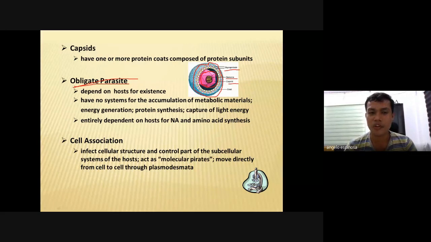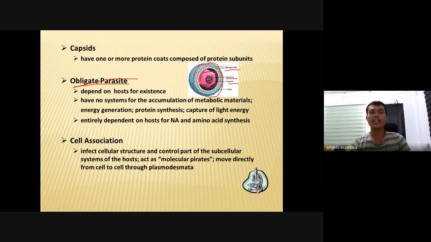Always remember that, put that in your mind, that virus cannot survive without a host. Without a host, the virus cannot survive. And that's what we call obligate parasite. Okay, so virus have no systems for the accumulation of metabolic materials, energy generation, protein synthesis, capture of light energy, because it is only dependent on the host. That's why there's no system for the accumulation of metabolic materials. Virus is entirely dependent on host for nucleic acid and amino acid synthesis.